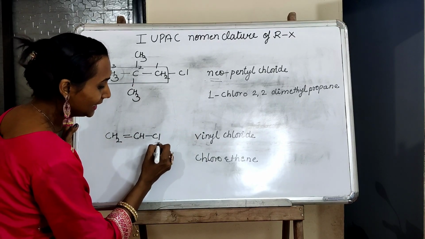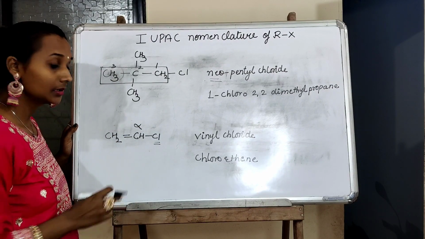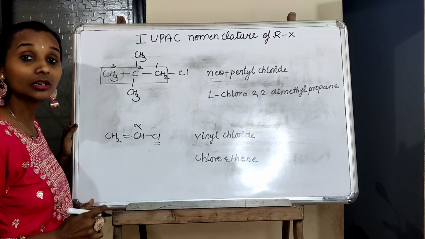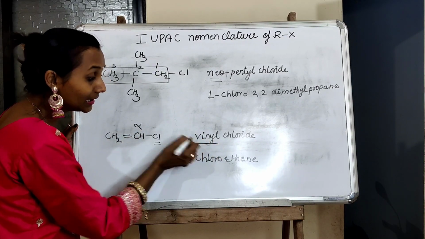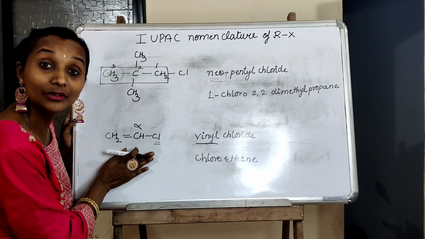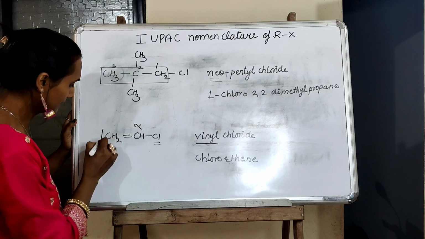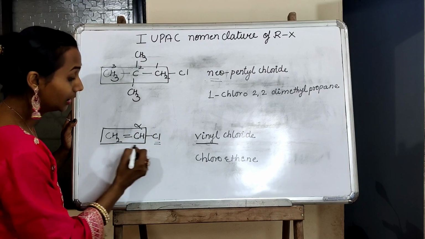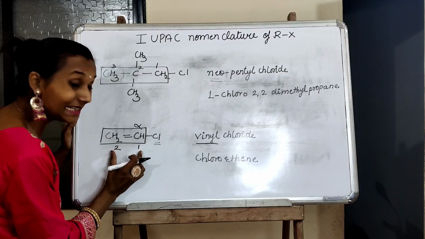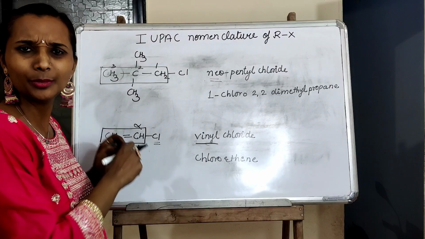The next example is CH2=CHCl. Whenever any functional group is attached to a carbon which is unsaturated, such a structure will fall under the category of vinyl. So the name of this compound is vinyl chloride. And for the IUPAC nomenclature, you can see, select the longest chain and number the carbon, so it will be chloroethene because of the double bond. I hope you understood.